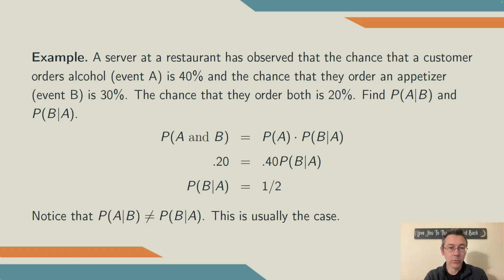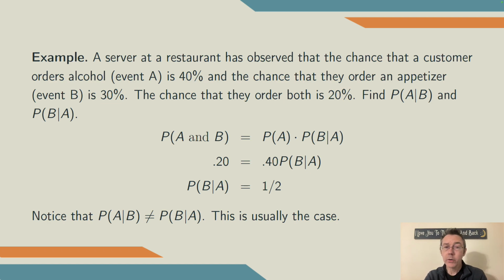The other way around works exactly the same way, but we get a different result. We're going to use the probability of A and B is the probability of A times the probability of B given A. So in the first part of this example, the right-hand side of that top line said probability of B times the probability of A given B. So again, probability of A and B is still 20%. The probability of A is 40%. We do a little bit of algebra. We get the probability of B given A is 1/2. The probability that they order an appetizer when we know that they've ordered alcohol is 50-50.